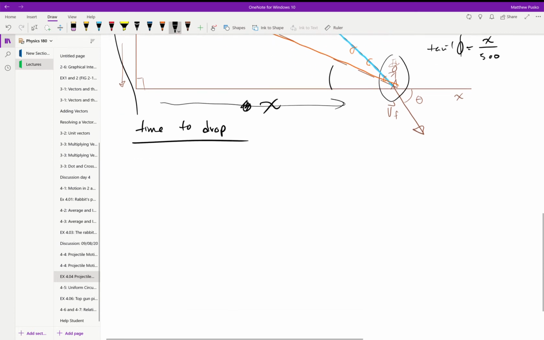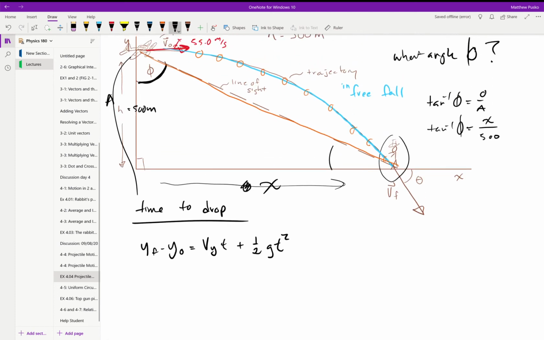In that case, not like the last problem actually. I would use y final minus y naught is equal to the velocity in the y direction times time plus 1/2 times gt squared. Alright, the velocity in the y direction is 0. There was no up or down motion, so we get to cross that out.